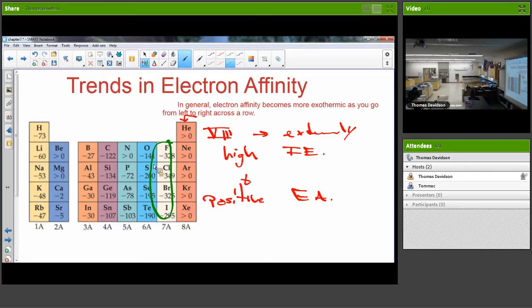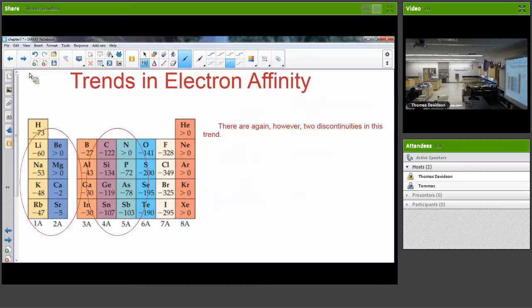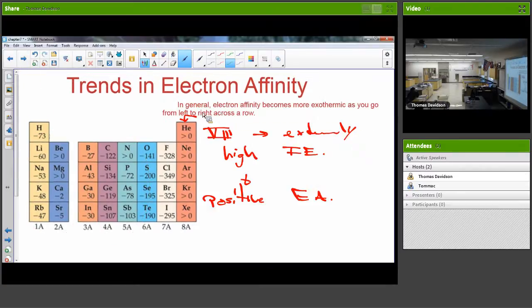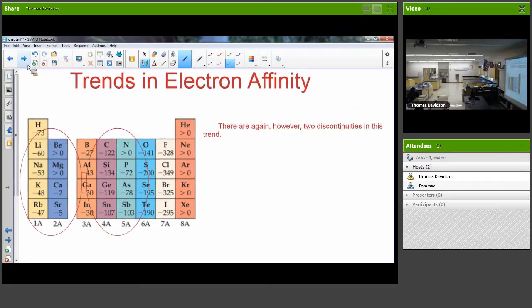It's only negative because this is an exothermic process, and every time we talk about energy being released, we throw a negative in front of it, right? All right? So things that want electrons have high negative values. I don't know if that's a stupid way to say it. Large negative values. And things that don't, they want to lose, right? They will have very small negative values. So as you move from left to right, you get a more negative value.